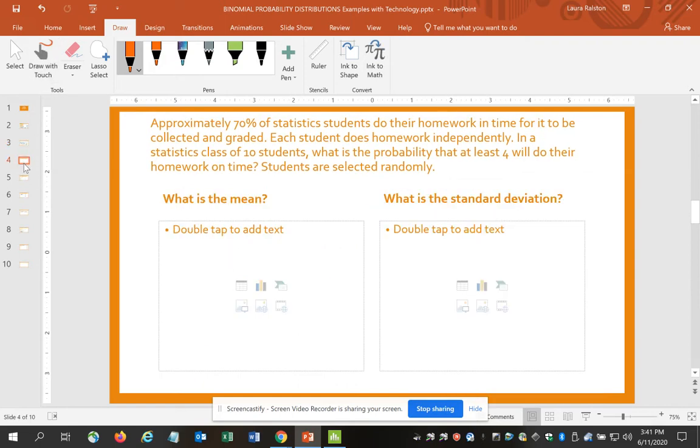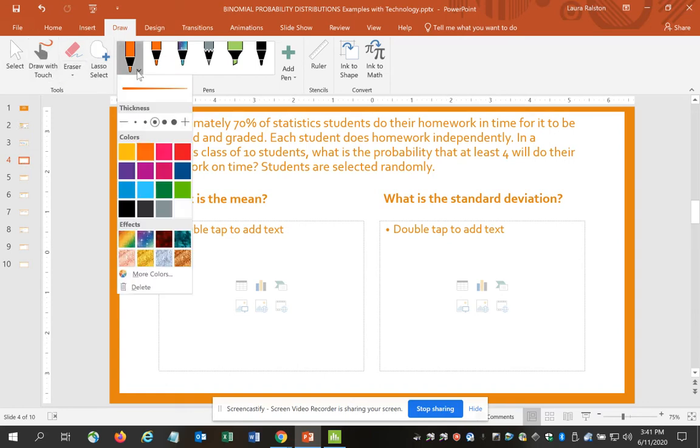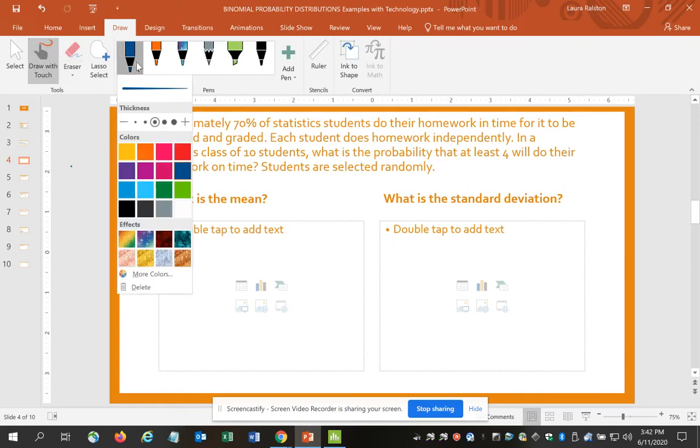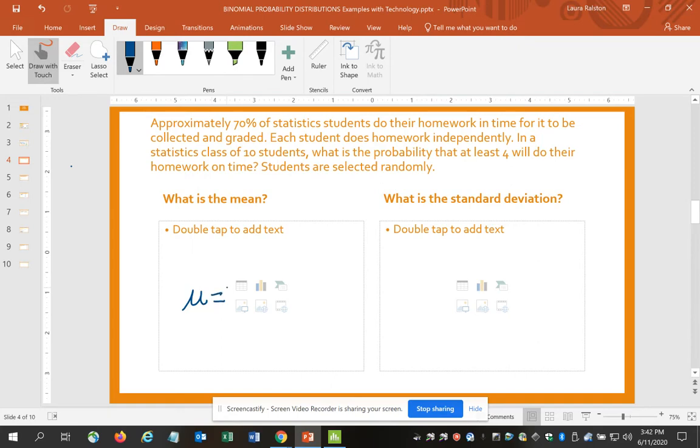We also need to be able to calculate the mean and the standard deviation for our scenario. Those two things are formula based, okay? And so it's something you'll do on your handheld calculator. If you'll recall, the formula for the mean of the binomial is simply the sample size times the probability of success. So in this scenario, that means I would have 10 times 0.70, which would be 7. So we should expect 7 students to do their homework on time for it to be graded and collected.